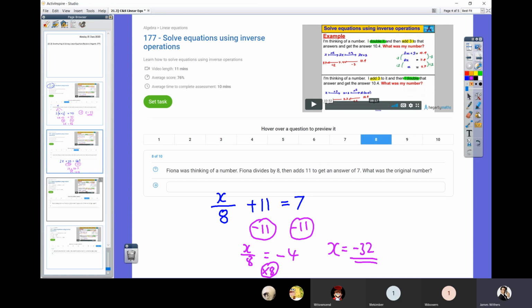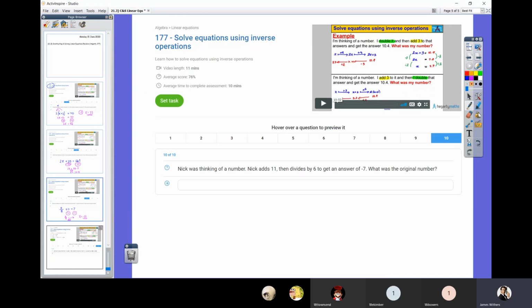And then finally, again, I'm going to keep doing the constructing bit in blue and the solving in purple. Nick thinks of a number and he adds 11. He then divides by 6. Now, you've got to be careful. He's dividing that total there by 6. Now, you could put it in a bracket, but as long as you just put it all over the dividing by 6, that does the same thing as having it in a bracket. So, thinks of a number, adds 11, then divides all of that by 6 to get an answer of minus 7. So that bit in blue is the constructing an equation.